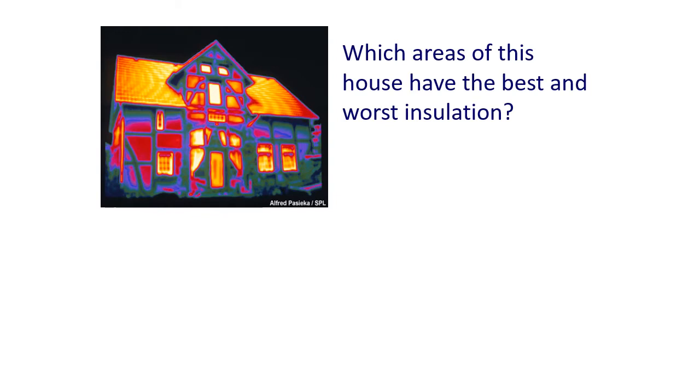This is an example of a house. This picture has been taken from an infrared camera, which determines the heat energy releasing out of the house. So in this picture, discuss with your partners which areas of this house have the best and worst insulation. You can pause the video and discuss with your partners.